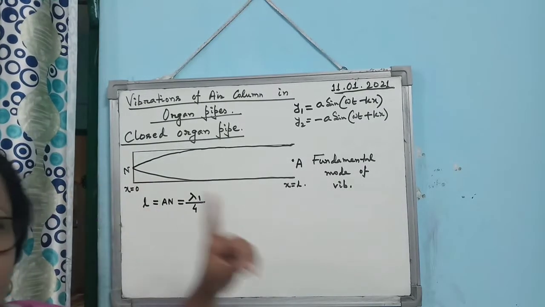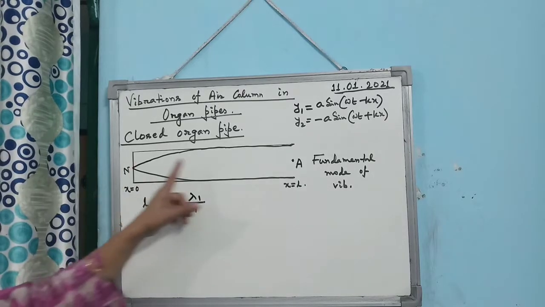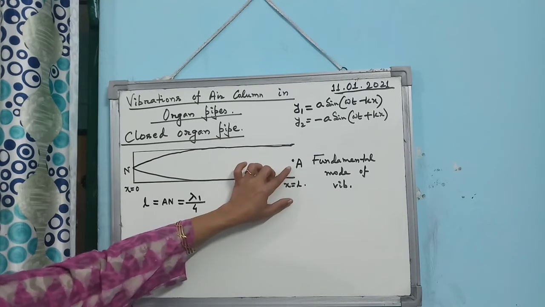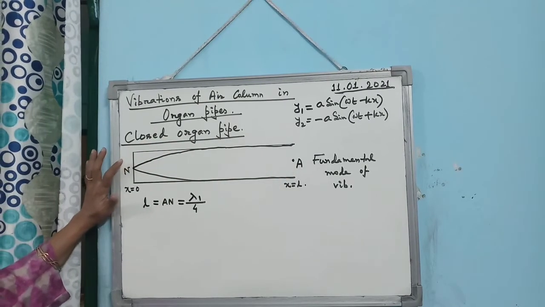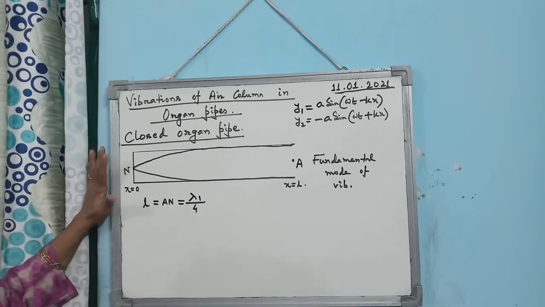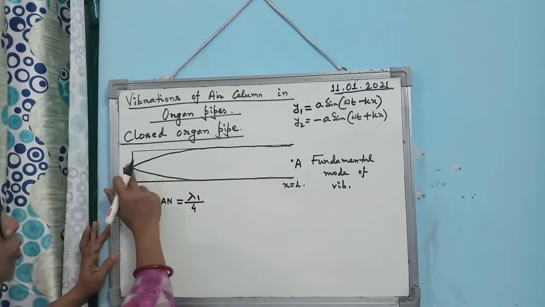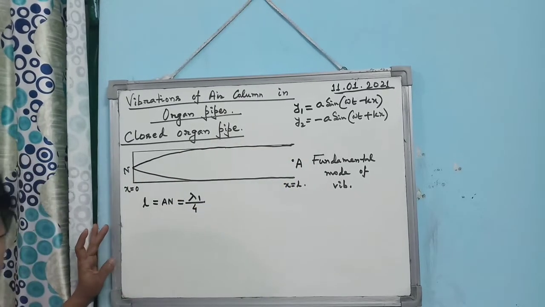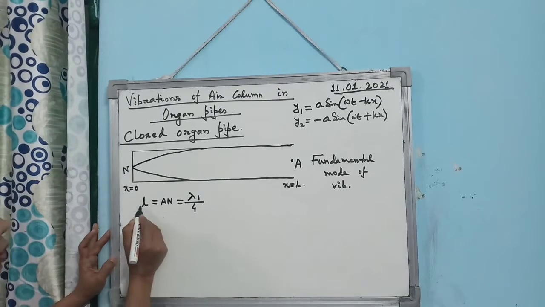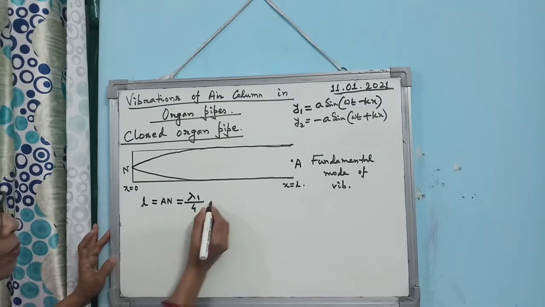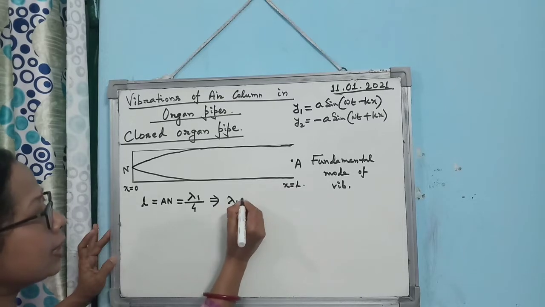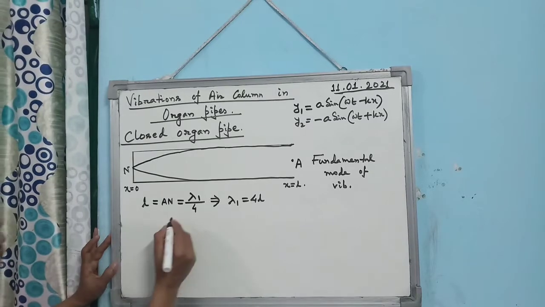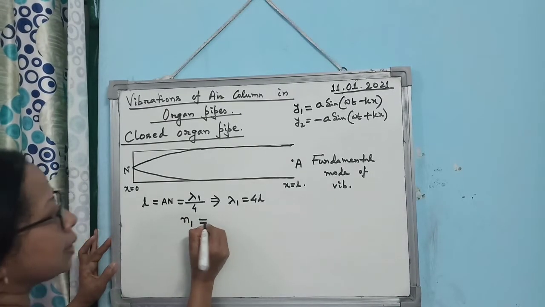So the first point you have to remember for the vibration of air column in the closed organ pipe is that at the open end always an antinode will be produced, at the closed end always a node will be produced. So the simplest mode of vibration, the fundamental mode, will be like this, half of one loop. And if this is the case, then L is equal to lambda 1 by 4, means lambda 1 is equal to 4L.